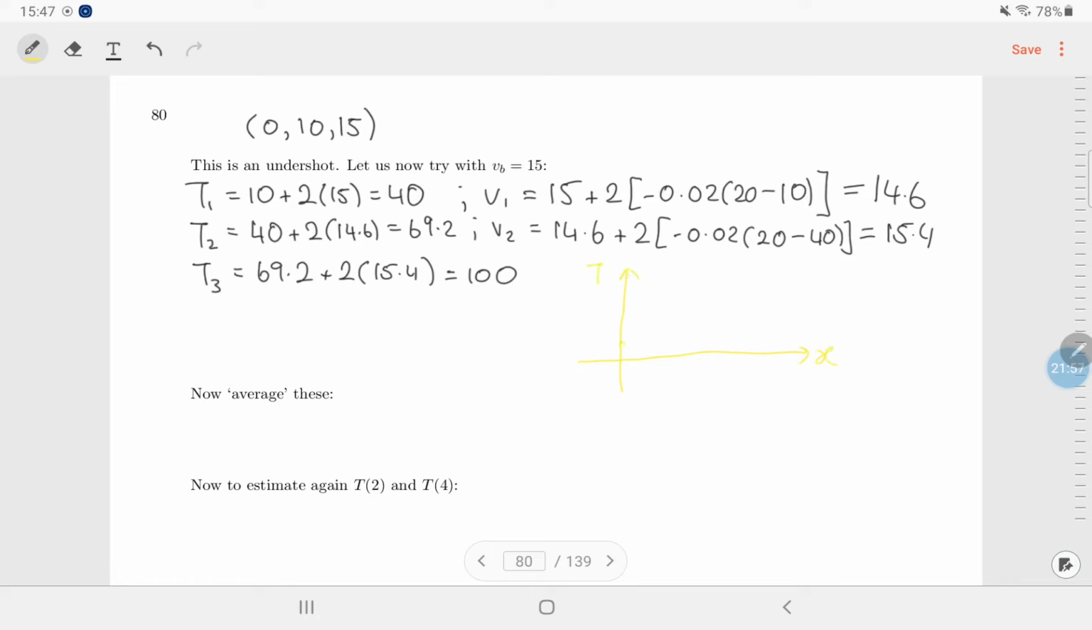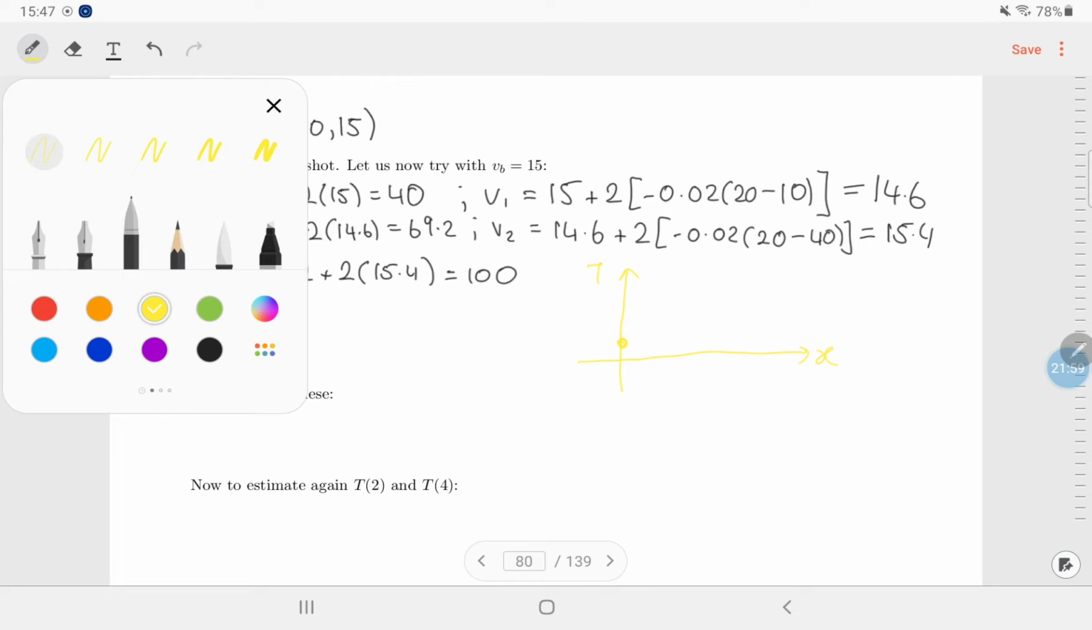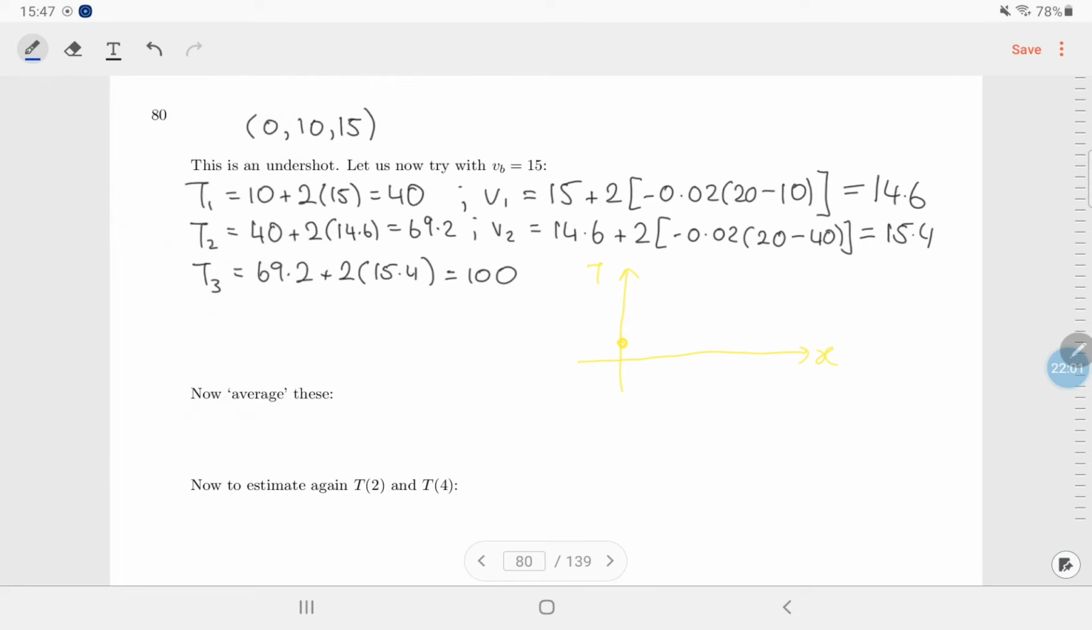We're starting at... why do I keep picking this stupid color? Say temperature equal to 10, and now we're trying to hit 70. Now in our first shot, obviously I'm going to exaggerate this, we hit 69.2, and our second shot we hit 100, which is a big overshoot.